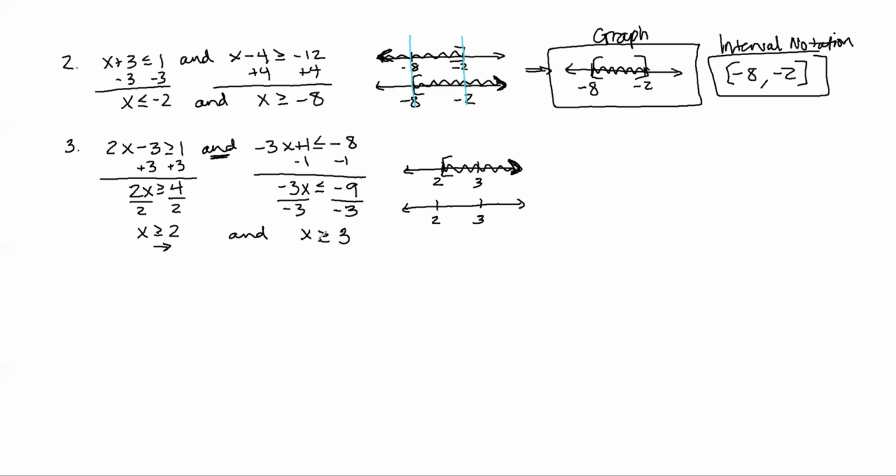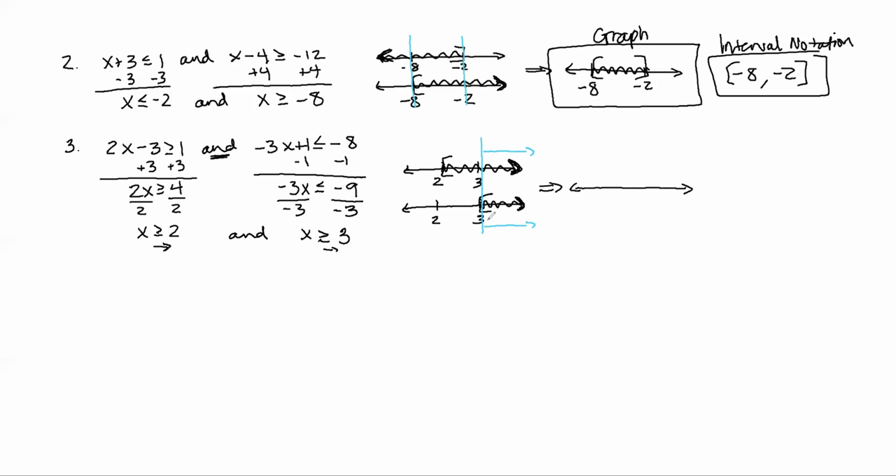And then x is greater than or equal to 3. Again, we have a bracket, and we're also shading to the right. So bracket at 3, shade to the right. Now, where's our overlap? Well, if we kind of follow along the graph from left to right, the overlap doesn't start until right here at 3, and it goes all the way until positive infinity. The overlap never stops. So we're going to go ahead and combine our two graphs together.